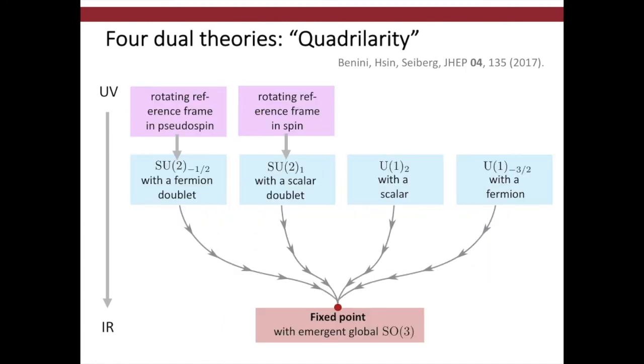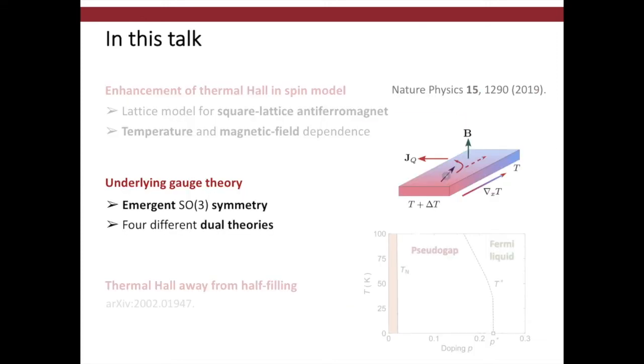Due to time constraints, I would just mention that the remaining two field theories can be related to a composite boson and a composite fermion description of the transition. And with this, I come to the last part of my talk on the doped system.